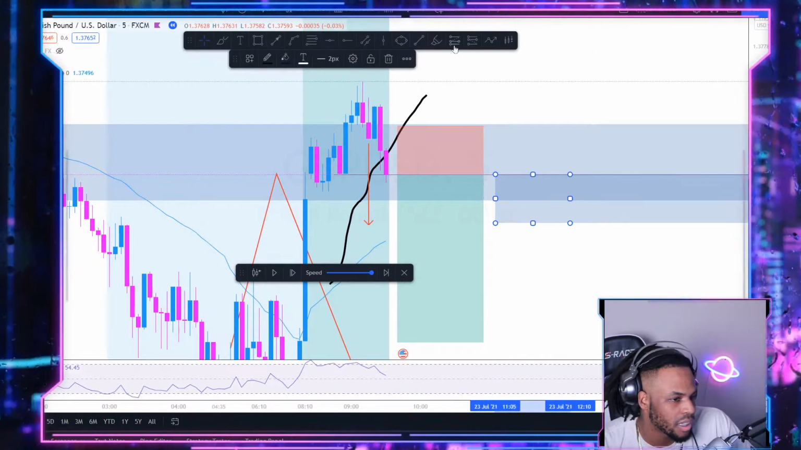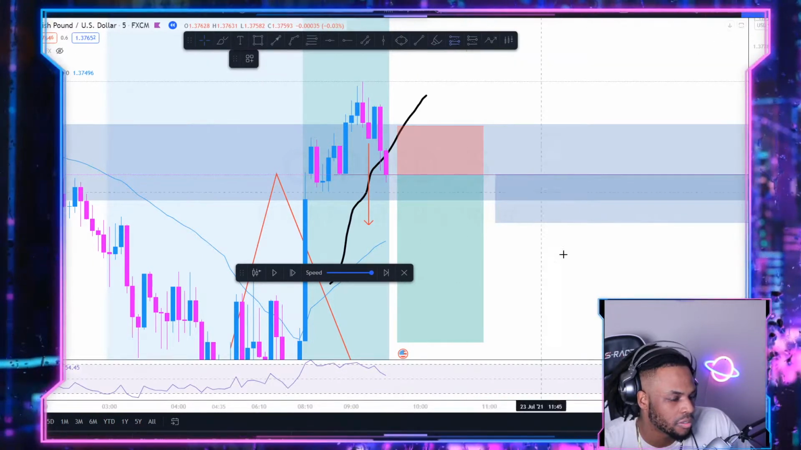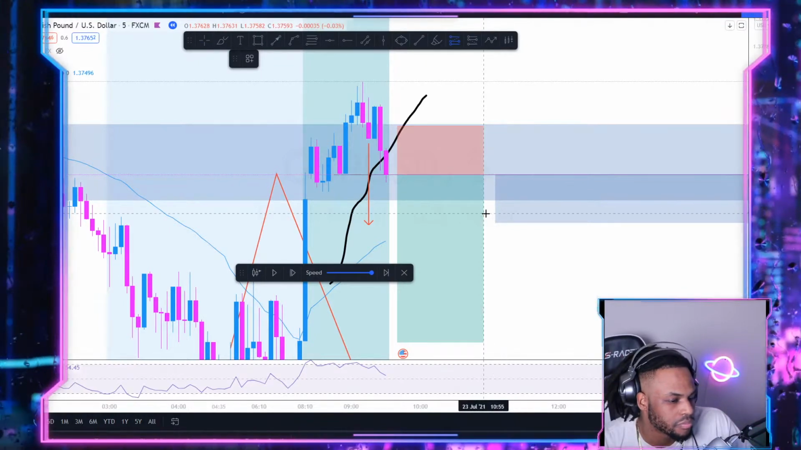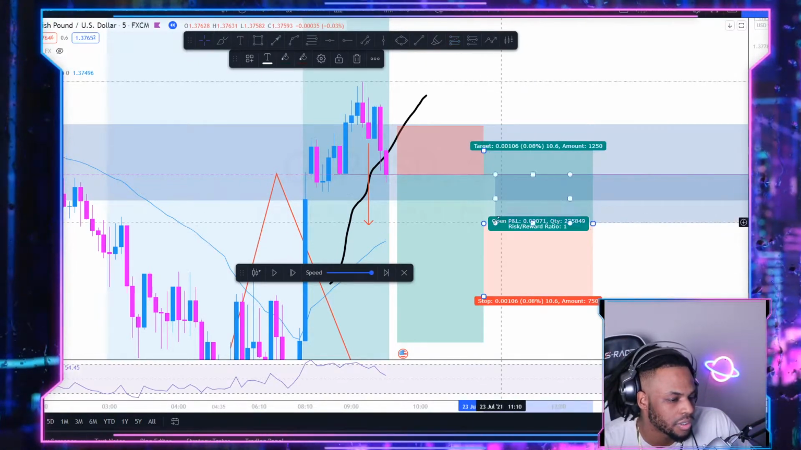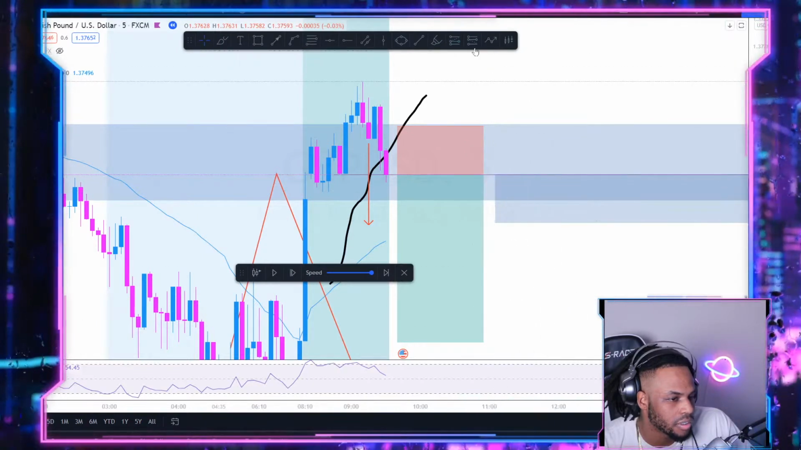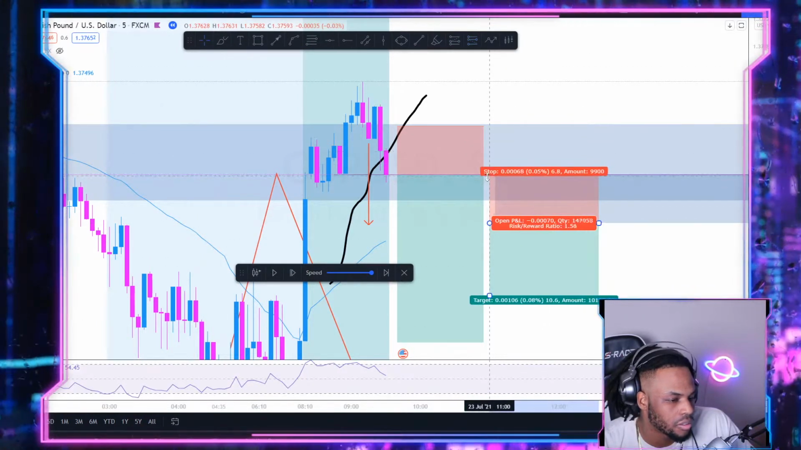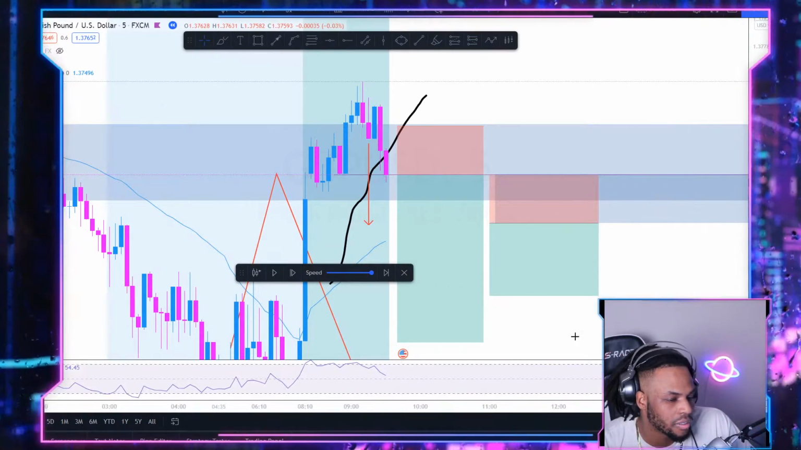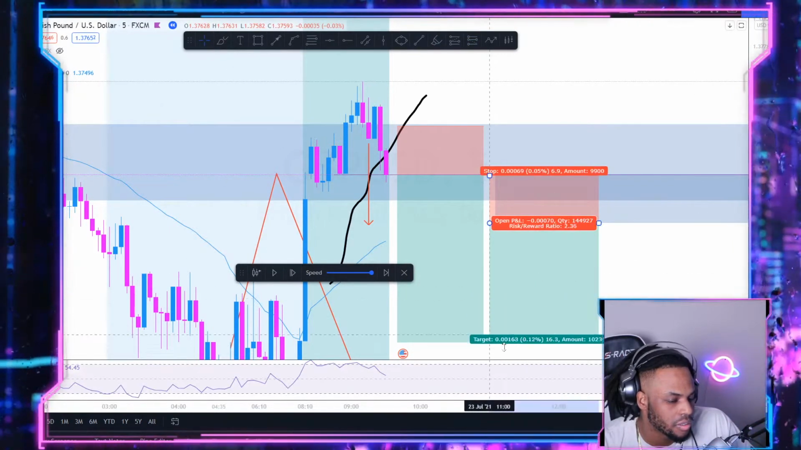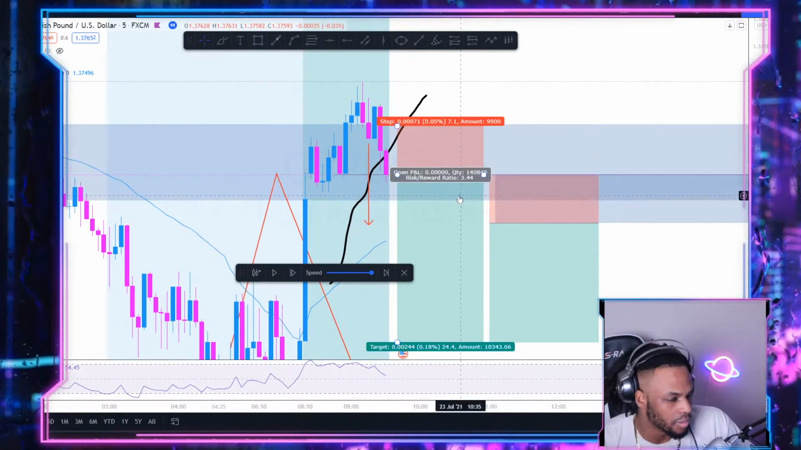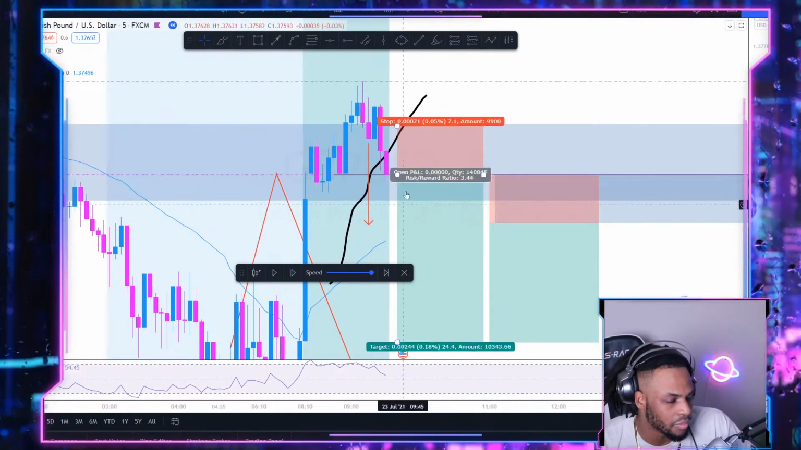I take my second entry where I'm at a 1-to-1. So let's say I enter right here, second entry. Sorry, that is a long position. Stop loss is gonna be there. So the whole idea behind doing this is, the original trade is a 1 to 3.44.